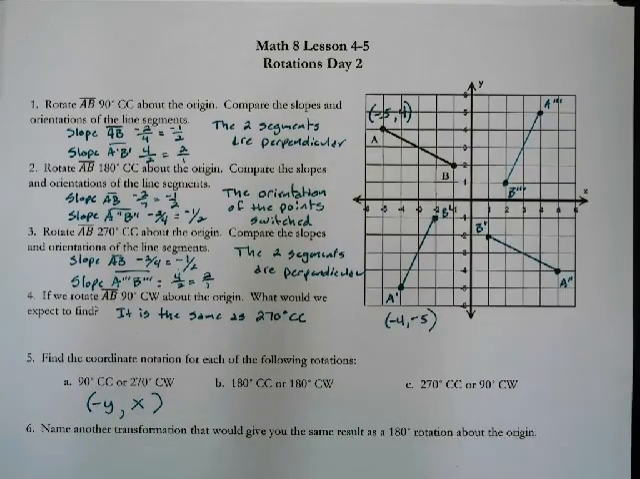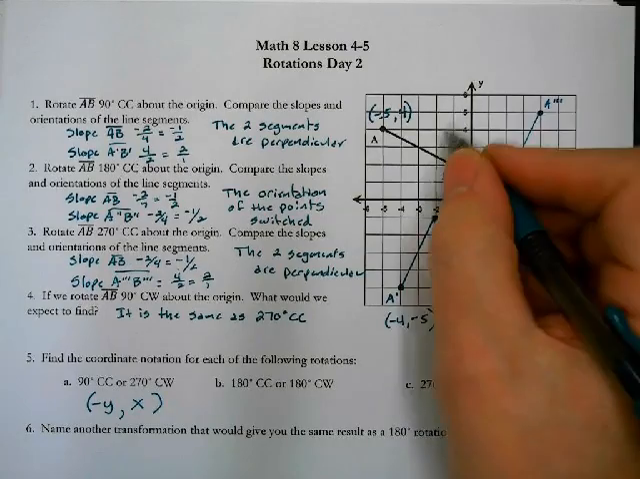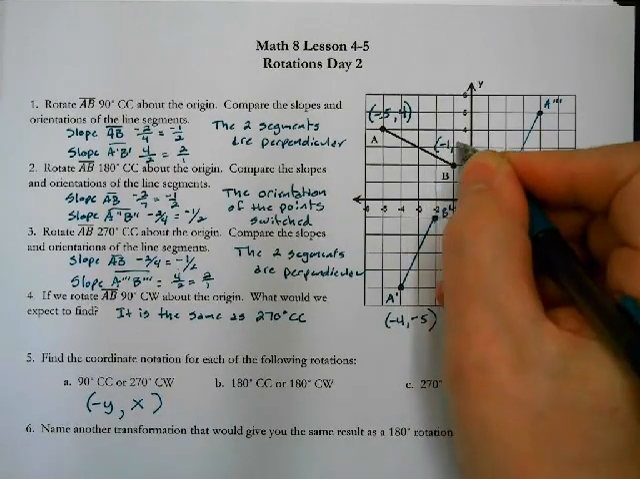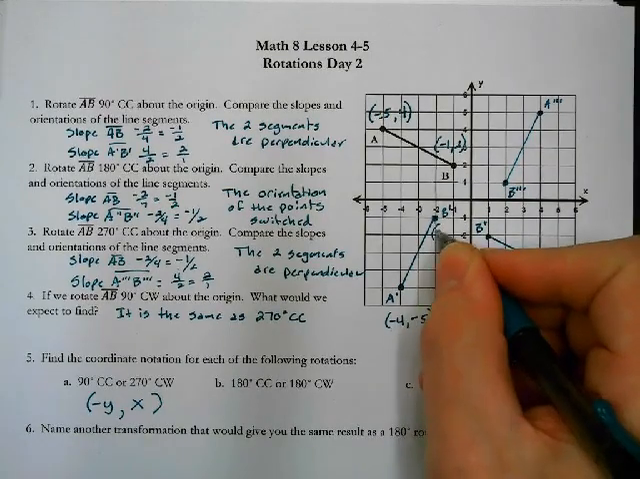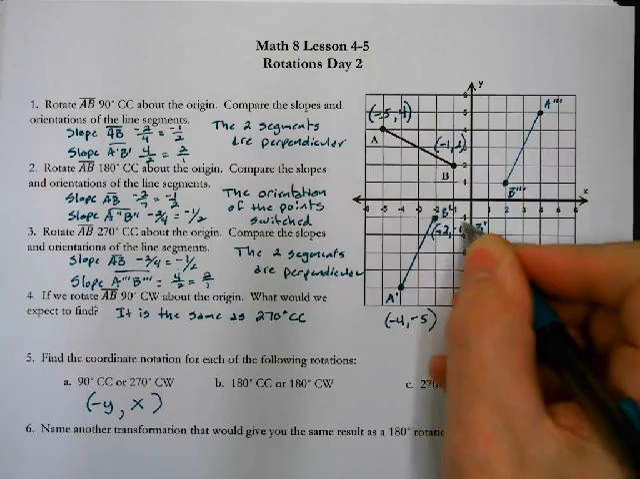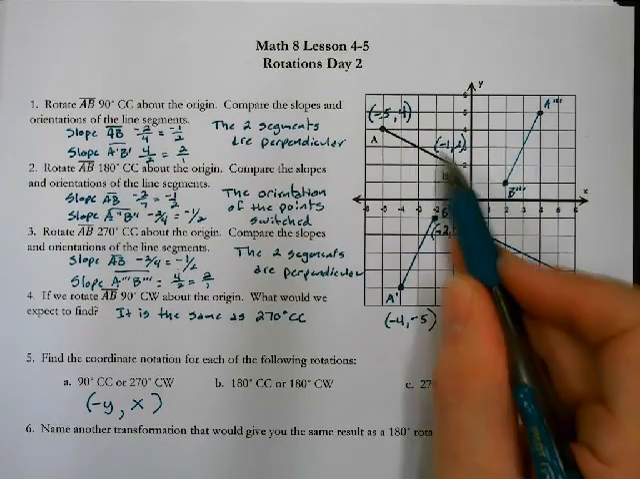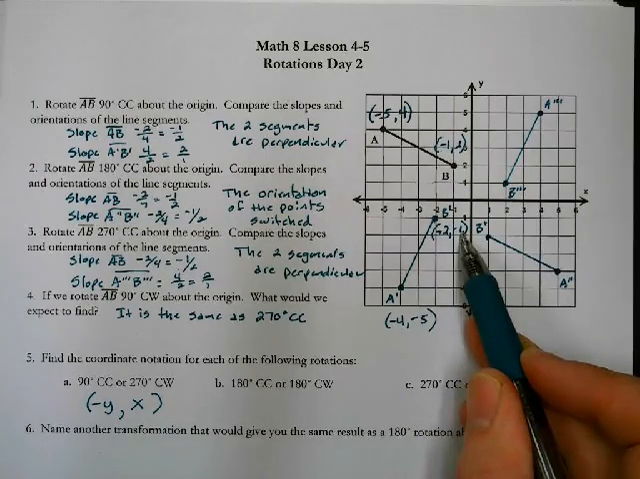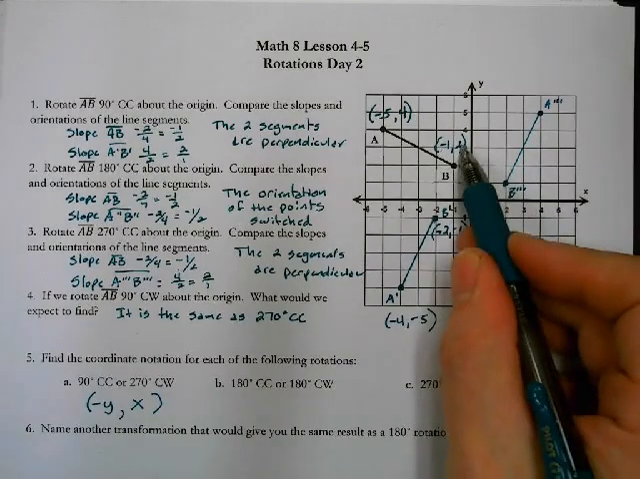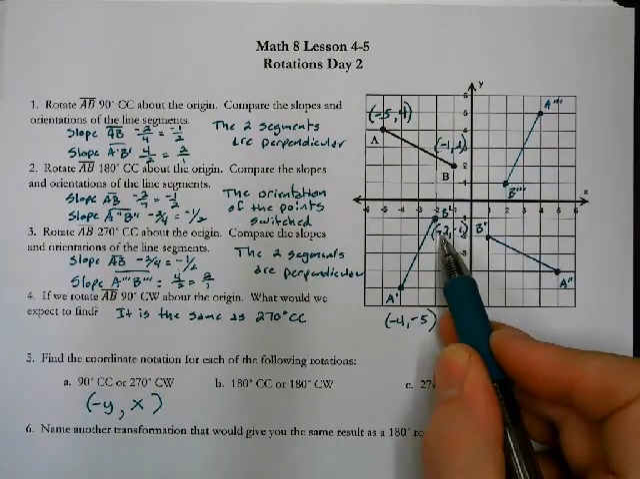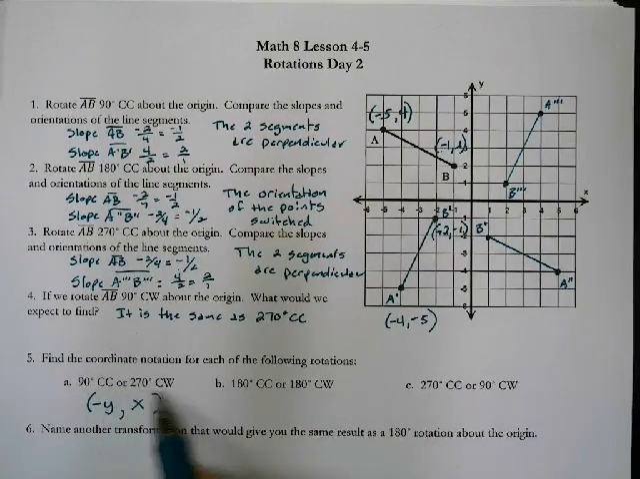It works for B as well. B is at negative 1, 2, and B prime is at negative 2, negative 1. Look what happened. The X moved to the Y position. So X is now in the Y position here. And the Y moved to the X position, but changed its sign. So when we do 90 degrees counterclockwise or 270 degrees clockwise, that would be negative Y, X.